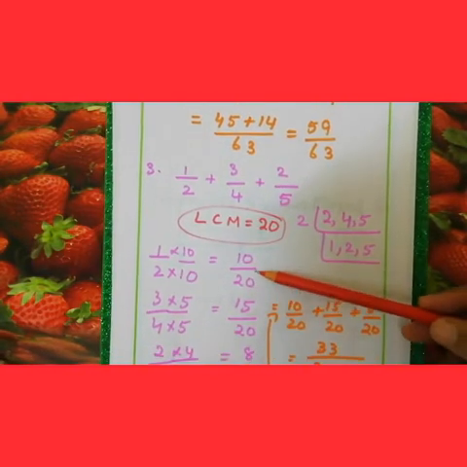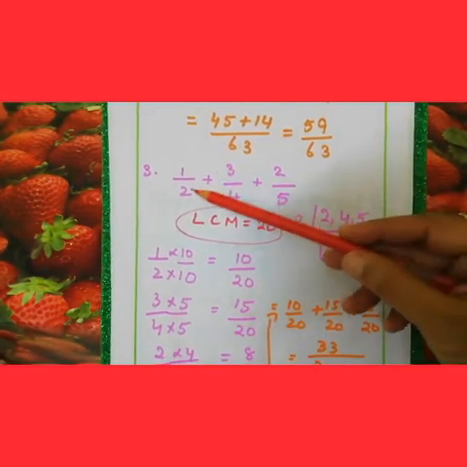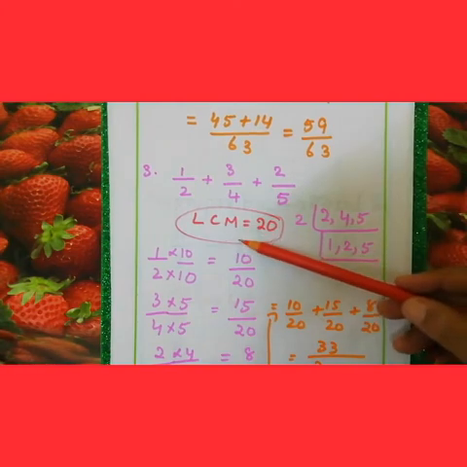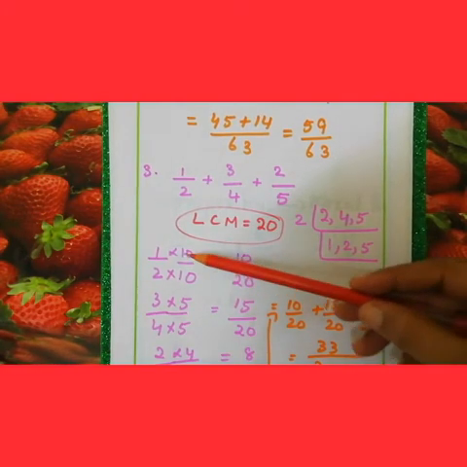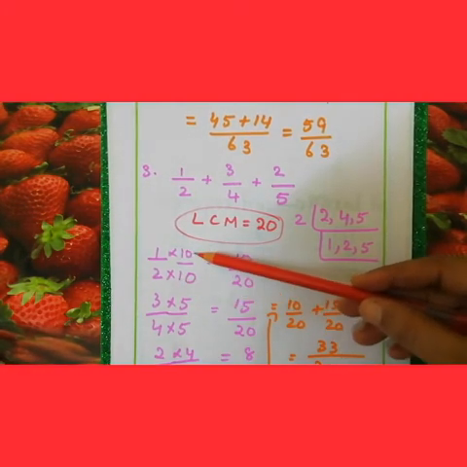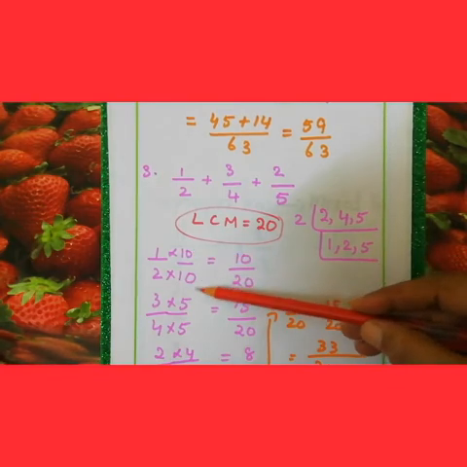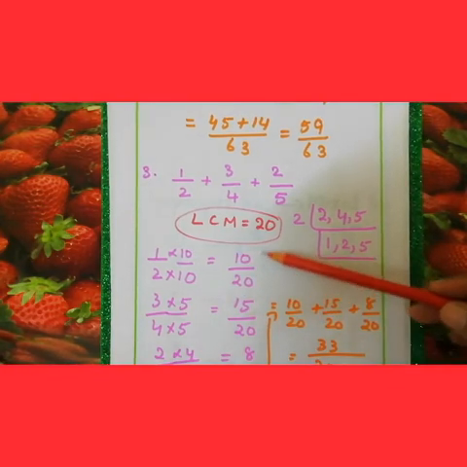Then, to make the LCM the same, for 1 by 2 the denominator we have to keep is 20. So for 1 by 2, multiply both the numerator and denominator by 10. So it will become 10 by 20.